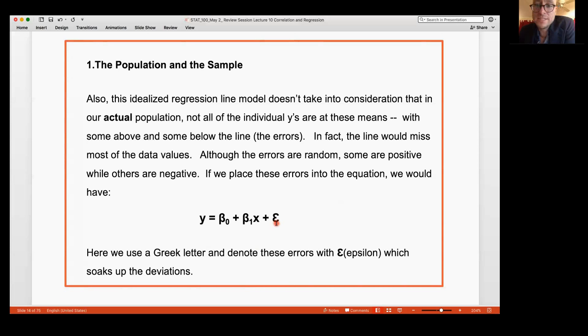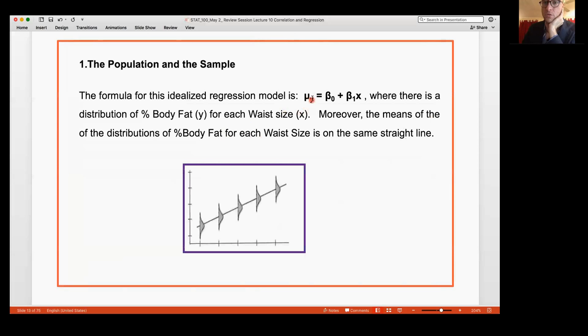our hypothesized regression model does not take into account that in our actual population, not all individual y's are at these means. Not one regression line will describe all y values. Right? That's just the truth. Our population will, by definition, have many different y's, not just one y. So to estimate y, as opposed to, remember, mu of y, right? If we estimate one y, it makes sense. But when we use mu of y, we don't need to have an error term because that's the mean of y given our value of x multiplied by our slope, plus our intercept.